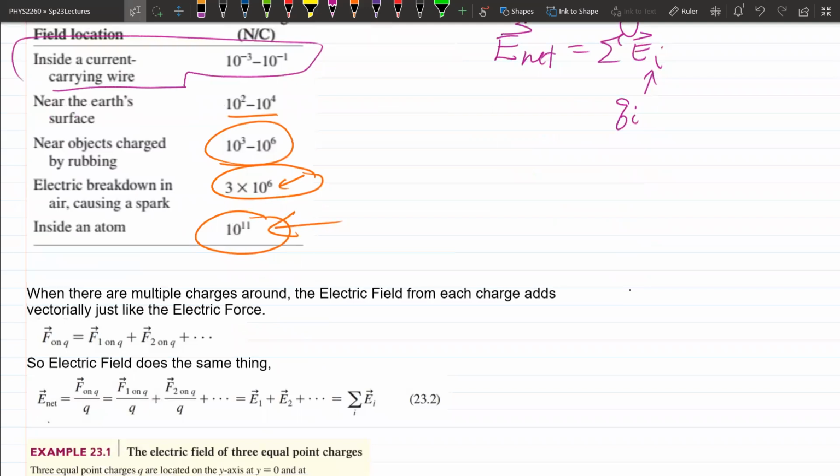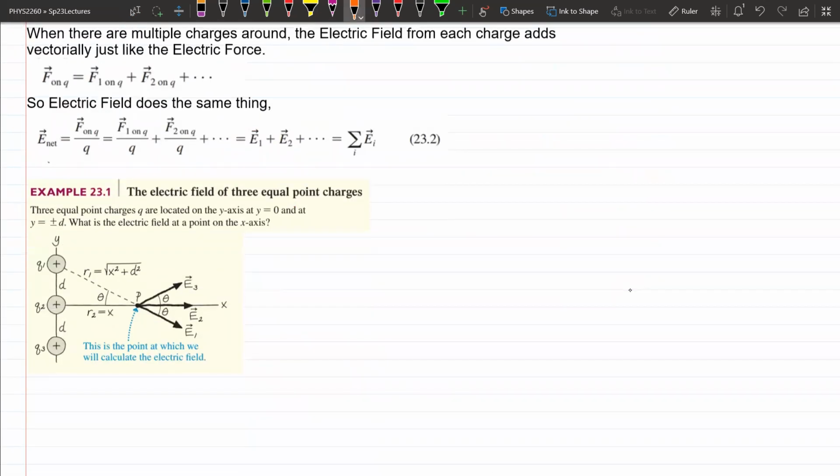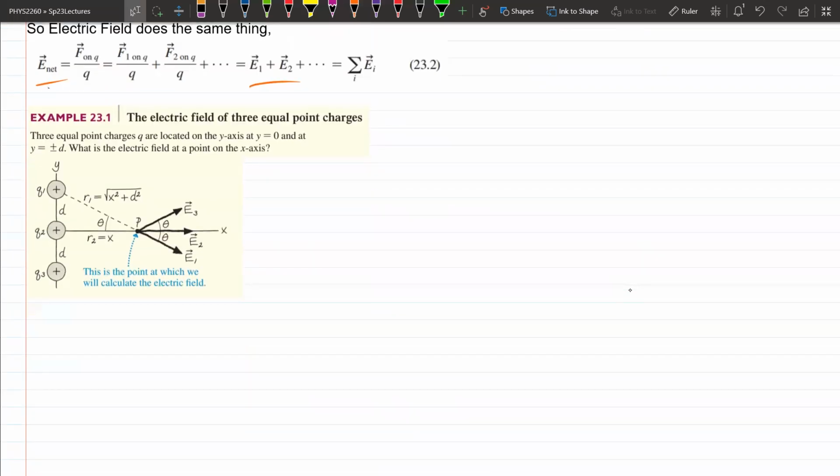So let's do an example where we have to deal with multiple charges, where we calculate the electric field from 3 different charges and then add them up. In fact, I'm going to grab my little cheat sheet so I make sure I'm doing it the simplest way possible as opposed to the most complicated way. So in this example, 23.1, we have 3 charges. Oh, 3 equal charges, so they all have the same charge.